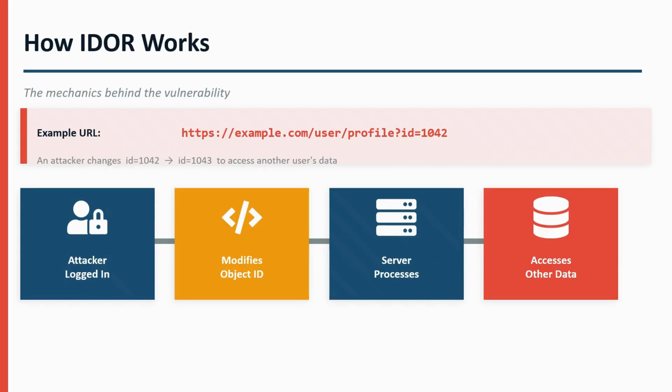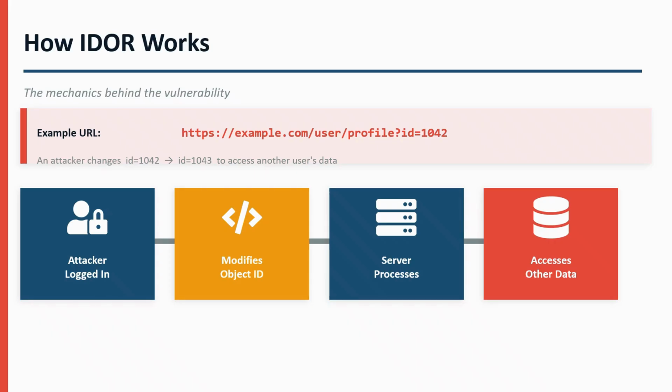How does IDOR work? In practice, it's very simple. Here's a classic example. Imagine you're logged into a web application, and after logging in, you see a URL like the one shown on the screen. Now, there is an ID that says 1042. This ID is a direct object reference. The application is using your user ID directly in the URL to fetch your profile from the database.